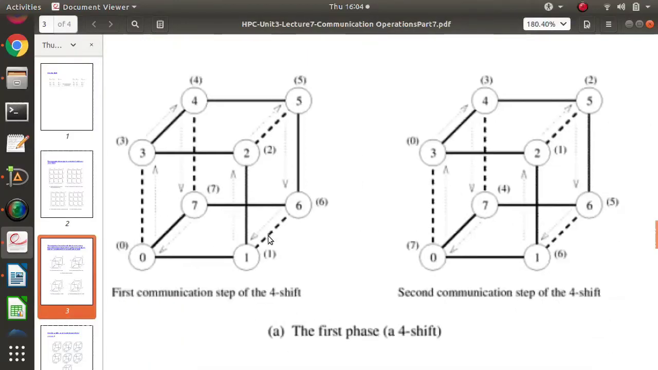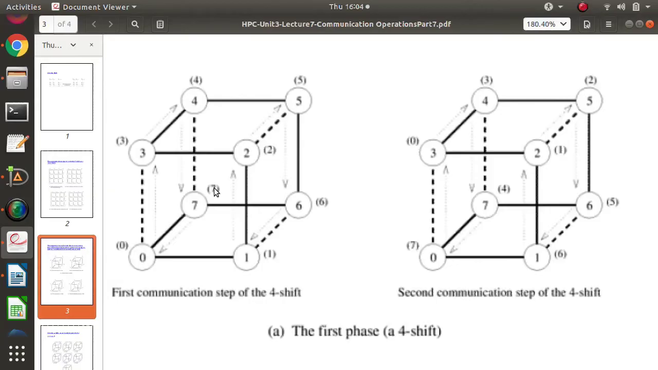So what is a hypercube? In previous communication patterns that we have seen, it is a three-dimensional structure. It has an x-axis, a y-axis, a z-axis, right? So in total there are eight processes, and each process has some data. For example, 0 has 0, 1 has 1, 2 has 2, 3 has 3, 4 has 4, 5 has 5, 6 has 6, 7 has 7, like that.